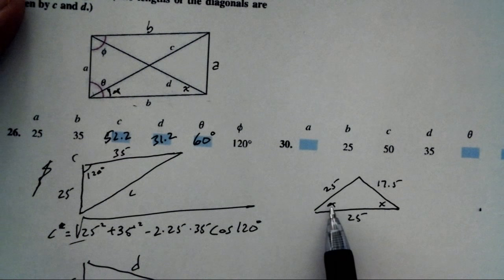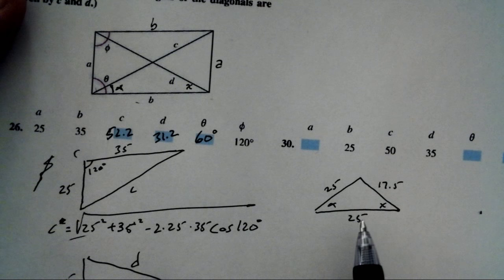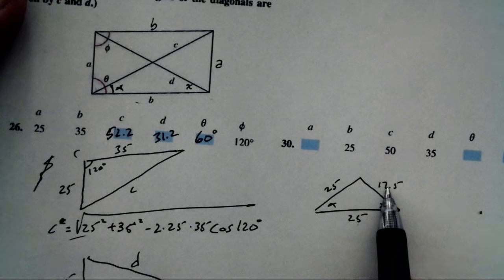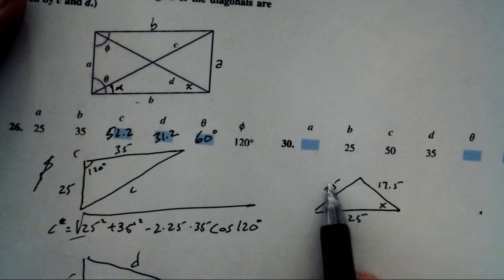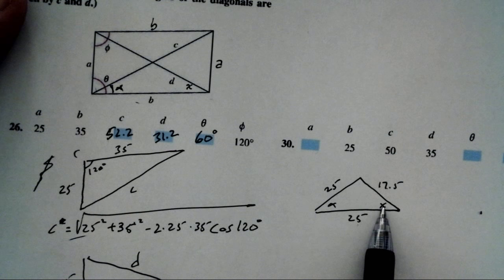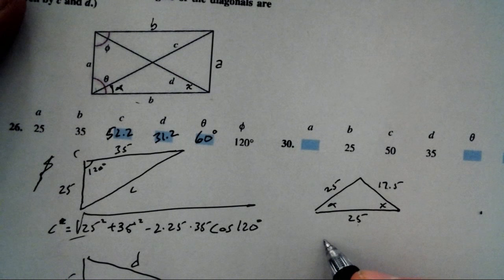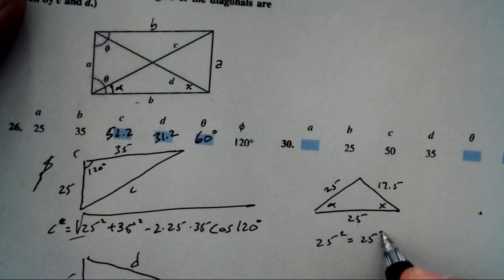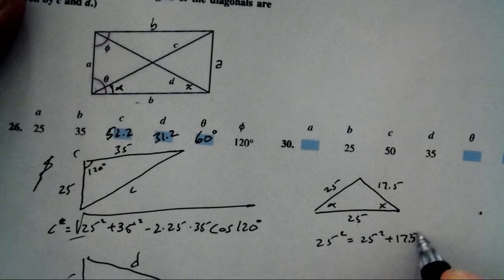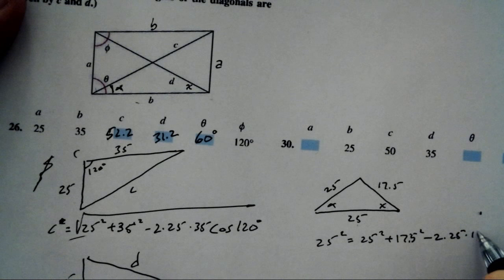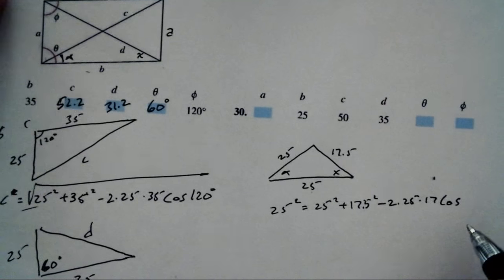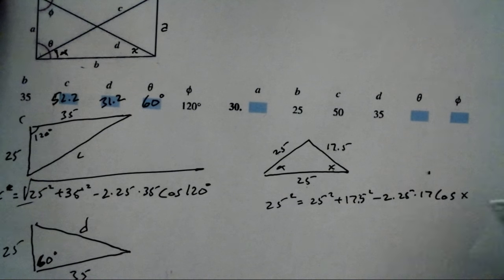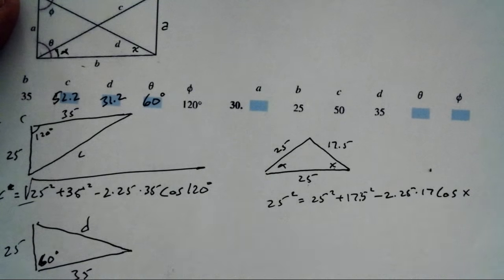Okay, so I'm on a law of cosines. If there is an obtuse angle, it would be this one. This one's certainly acute. I'm going to go for this angle right here and then find that one from it. So this angle right here, its side squared, 25 squared equals 25 squared plus 17.5 squared minus 2 times 25 times 17.5 times cosine of X. So solve that for X.